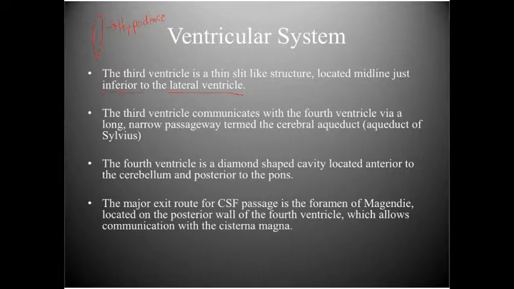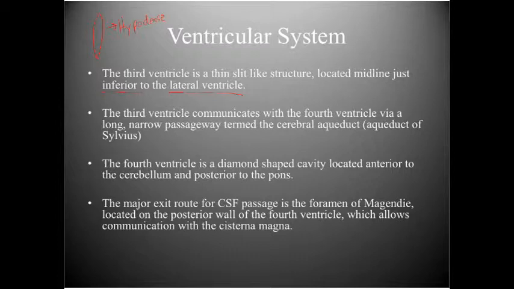The third ventricle communicates with the fourth ventricle via the long, narrow passageway termed the cerebral aqueduct of Sylvius. And so this goes back to Roman times, where aqueducts would allow the passage or the flow of water to remote areas, and so this allows the third ventricle to communicate with the fourth ventricle, which is pretty distant in terms of where it's located in comparison to the lateral and third ventricles.